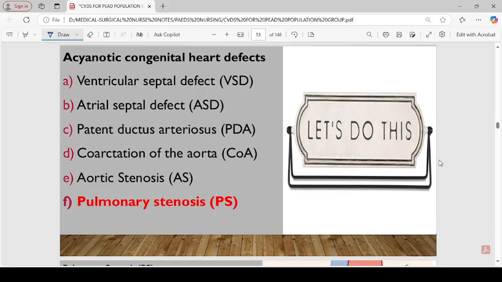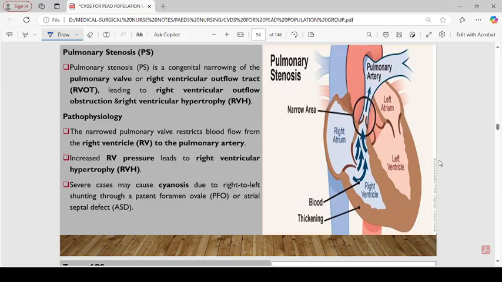The last congenital heart defect is pulmonary stenosis. This is a congenital narrowing of the pulmonary valve or the right ventricular outflow tract. And this leads to right ventricular outflow obstruction and right ventricular hypertrophy.